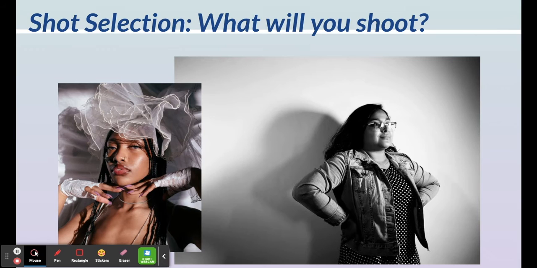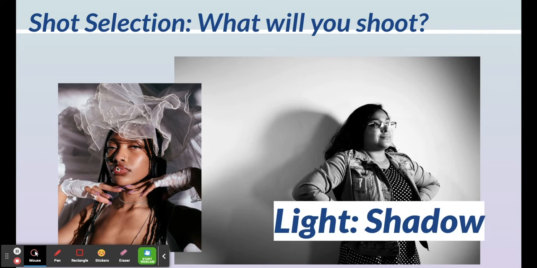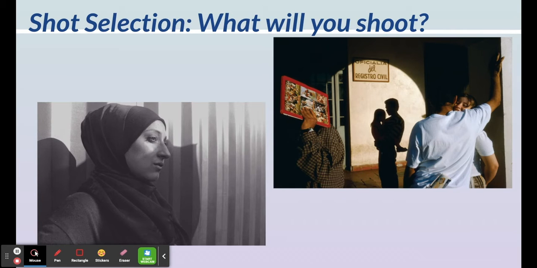Something else I'm looking for when I'm choosing what to shoot a photo of is shadows. I think shadows are really cool. We can see 2 really interesting shadows here. Both of these photos also have interesting shadows.